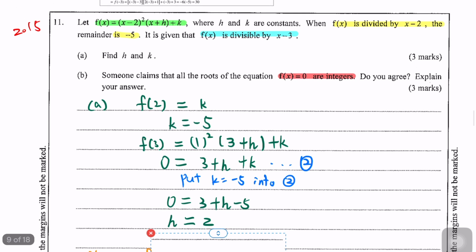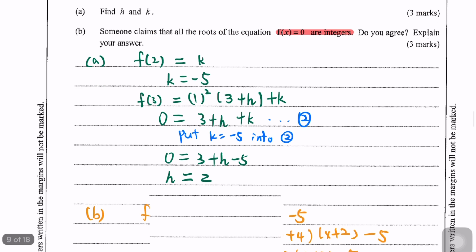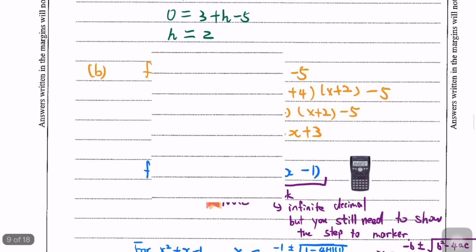And then part B, someone claimed that all the roots are integers. It means that if we find one of the roots is not an integer, we can disagree. We can already disagree with this claim, okay? So for this kind of question, you need to find the roots. The roots are the solutions of x.